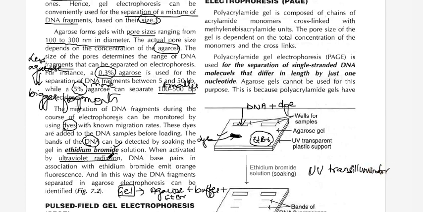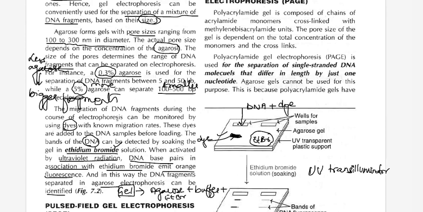What it does is it emits UV radiation, which is then absorbed by ETBr. So DNA base pairs in association with ethidium bromide emit orange fluorescence. You will see that orange colored band in the presence of UV light. So the separated bands can be identified by this gel doc or UV transilluminator, and we can visualize the orange colored bands due to the presence of ETBr in presence of UV light.